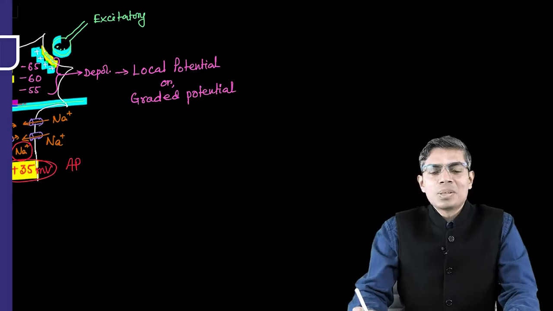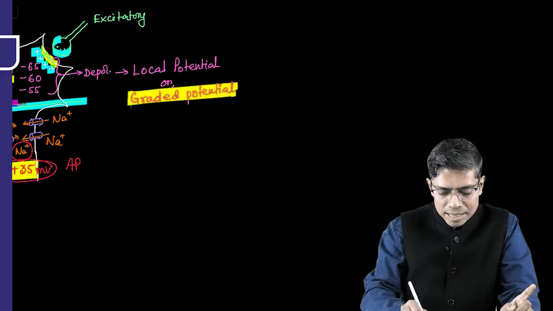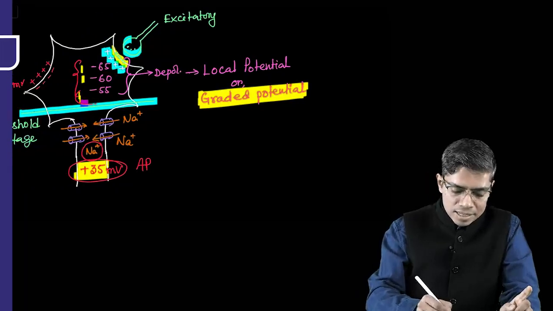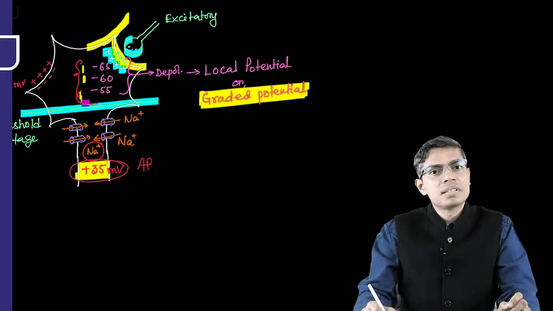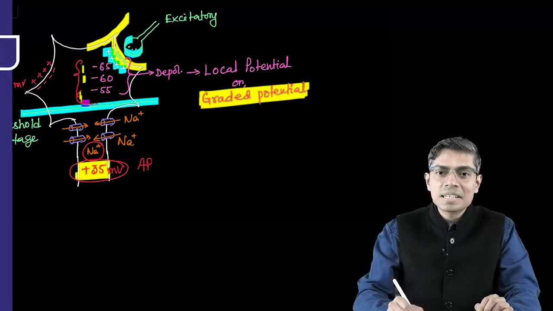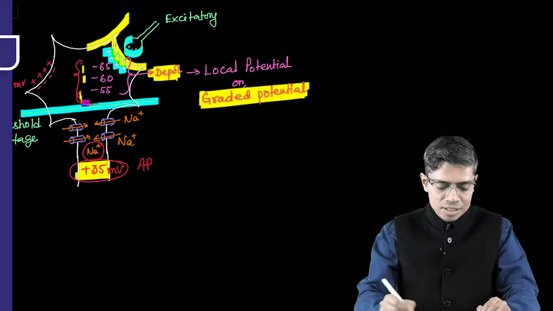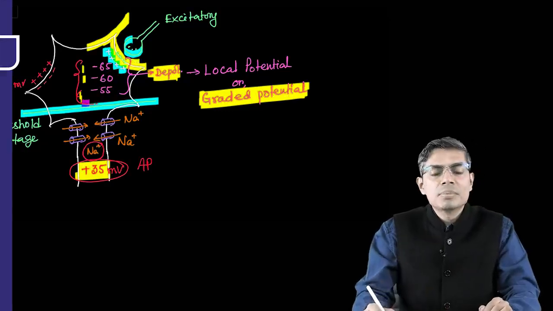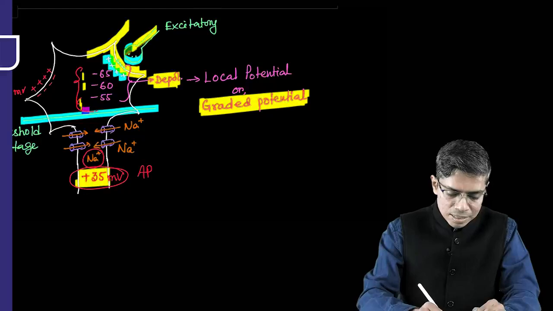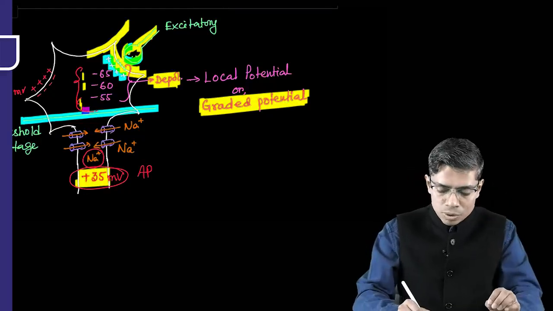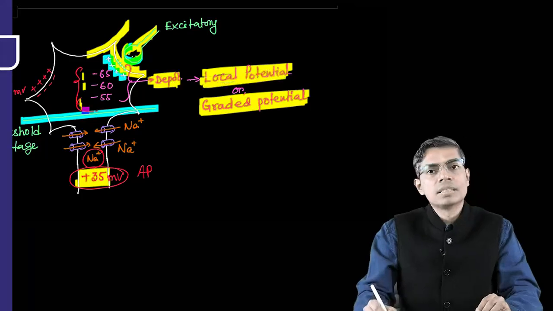Now, could you recall something? I told you in previous classes about the site of generation of graded potential: either at the level of dendrites or at the level of cell body or soma. So what is this graded potential? This is nothing but a local potential, a depolarization generated on the membrane of the cell body or of the dendrites. But because most synapses in the central nervous system form on dendrites, the more common site of graded potential or local potential generation is on dendrites.